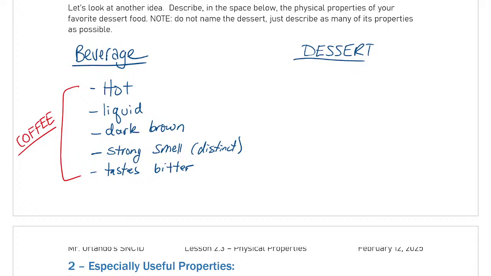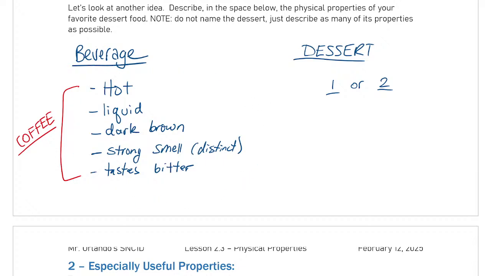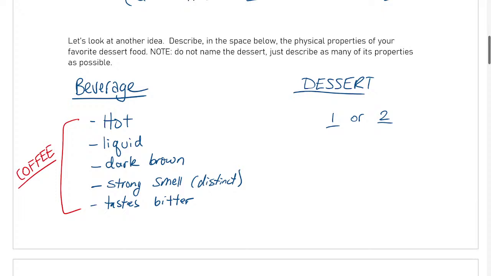All right, I'll assume we're back. And what I'd maybe do is ask if 1 or 2 students could read their descriptions, read their properties to the class, and see if the class can guess what dessert they're talking about.